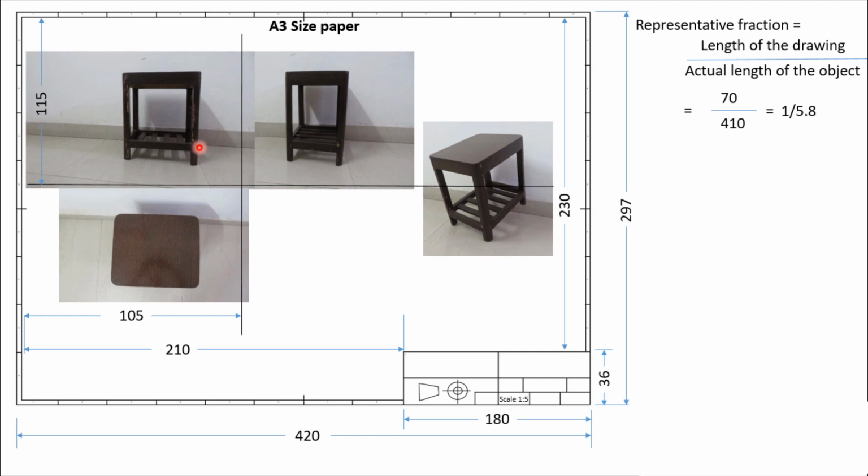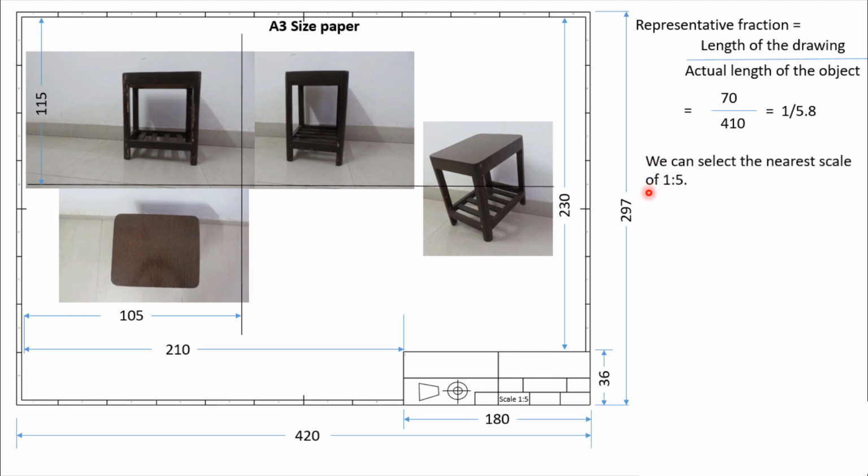So I'm basing my calculation on the largest dimension of this object. So 70 divided by 410 gives me 1 over 5.8. Always you should show it in the ratio like this. So now that means I should use a scale of 1:5.8, but there is no scale like 5.8. So I should use the nearest scale, and the nearest scale is 1:5.